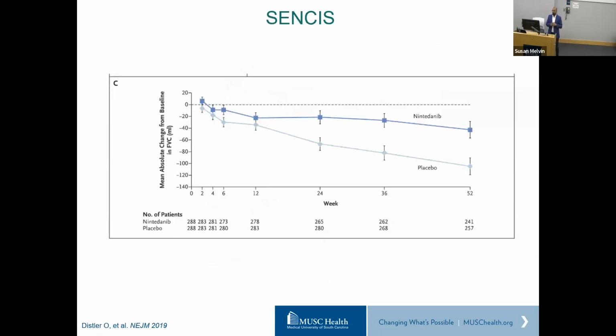Speaking a little bit about the antifibrotic aspect, I'm going to talk a little bit about nintedanib. The common name is OFEV. This was studied in scleroderma ILD patients. This is data from the SENSCIS trial that looked at patients with scleroderma ILD and how they tolerated OFEV versus placebo. And you can see the decline in lung function was less with nintedanib as compared to placebo at 52 weeks.